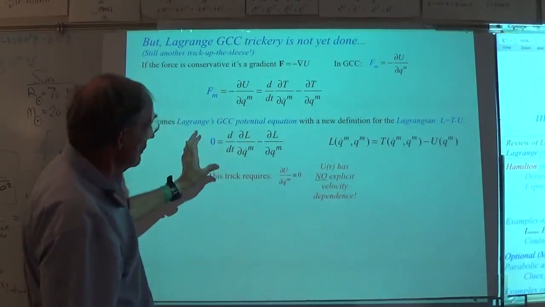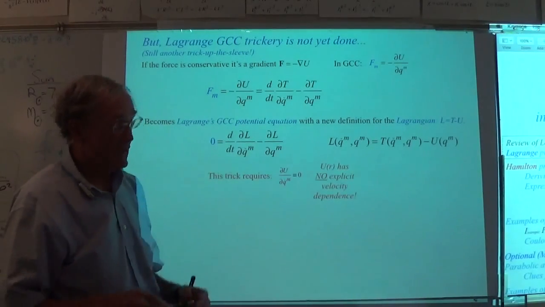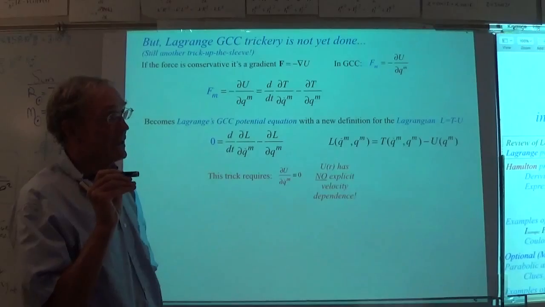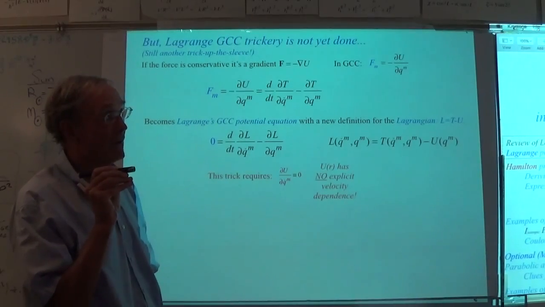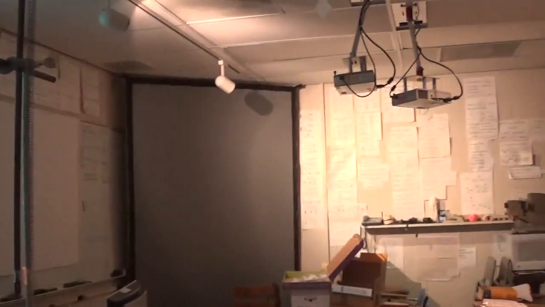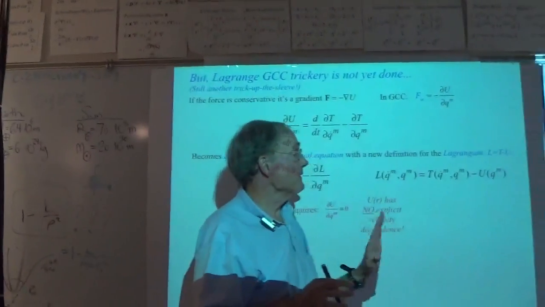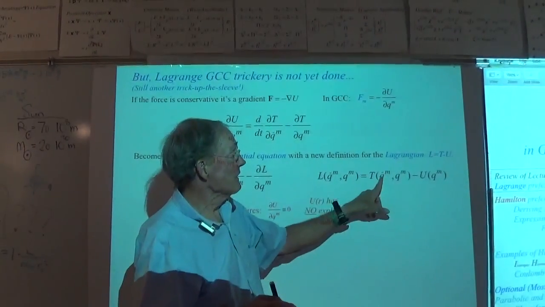And that is a very standard form. You'll see it on the wall over yonder, right there. Okay? Where the Lagrangian is the difference between the kinetic part and the potential part. And the potential part better not have any dependence on velocity.